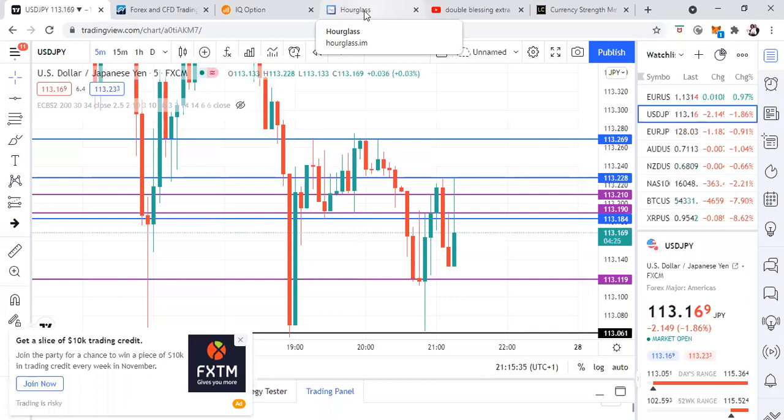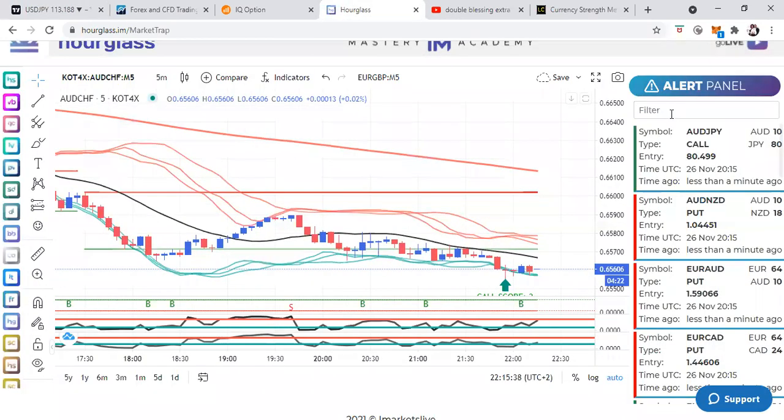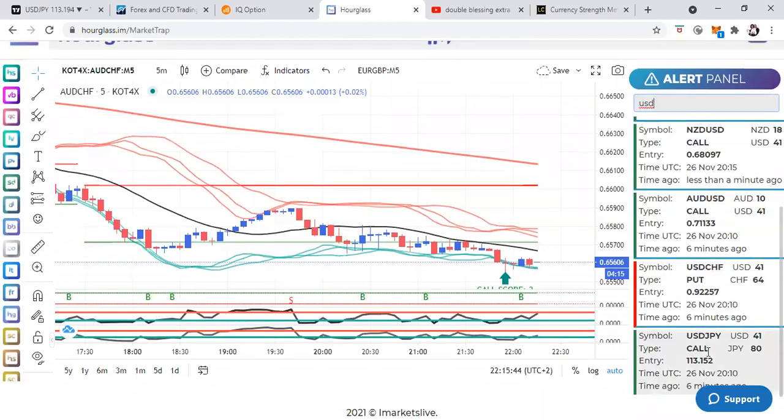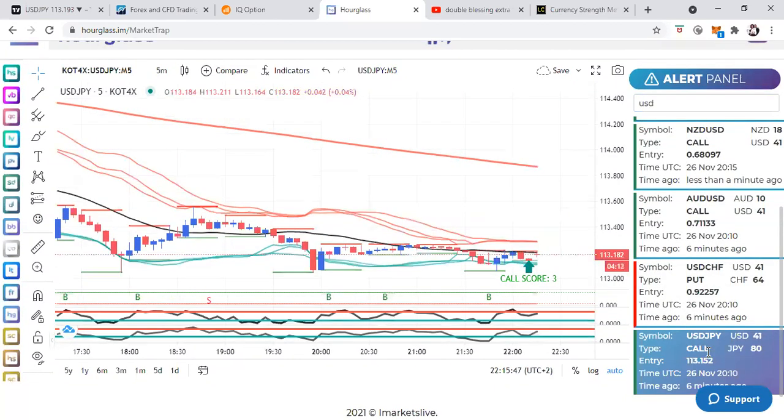What do we do? You go on your hourglass. What do I mean? For us to choose a zone, stochastic and RSI. Now we are looking for sell opportunities. Stochastic and RSI must be touching the red. Stochastic is at the red. RSI is about touching the red. So what do we do? Do we get in?